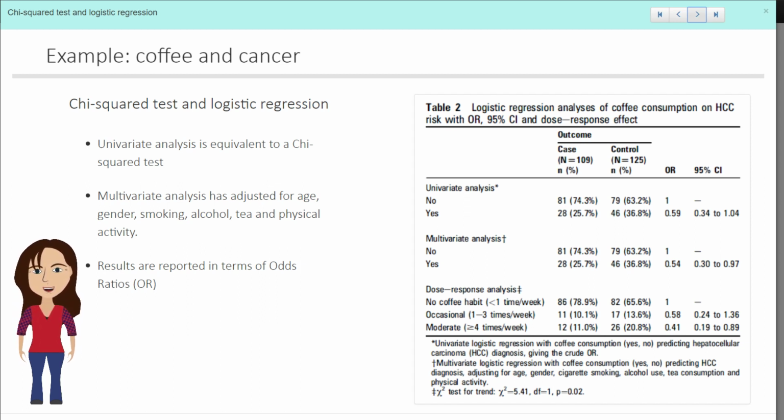And if we look over at the table, we can see that the odds of getting the hepatocellular carcinoma are actually less if you're a coffee drinker. And so there's an interesting body of research talking about why and how coffee might potentially have a protective effect for this particular case.